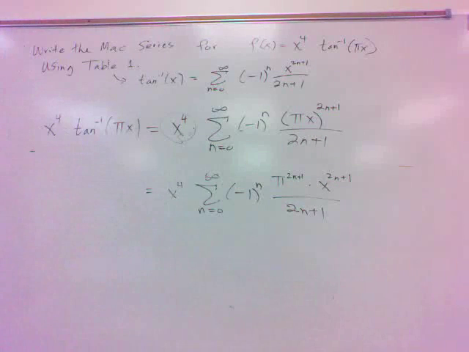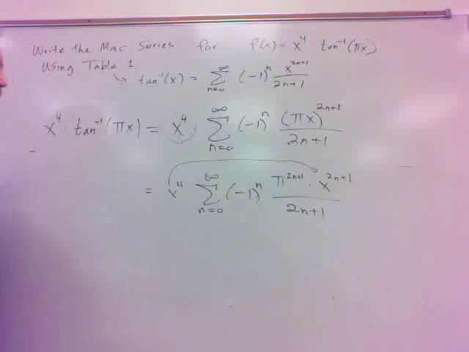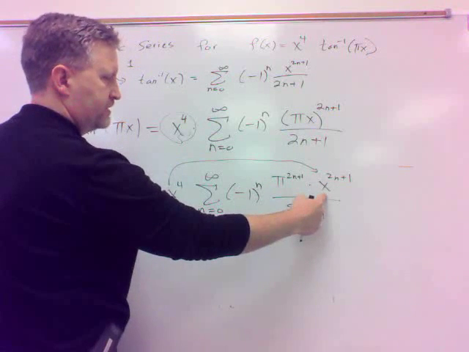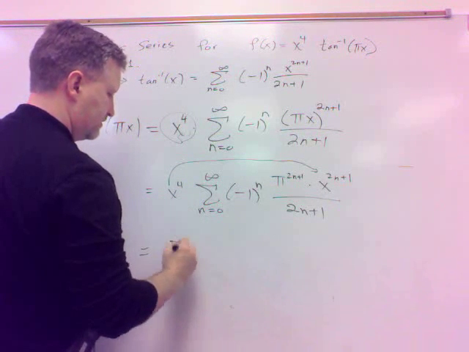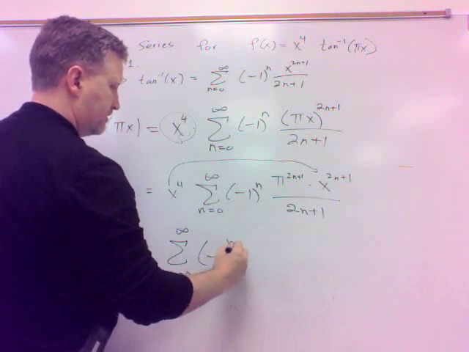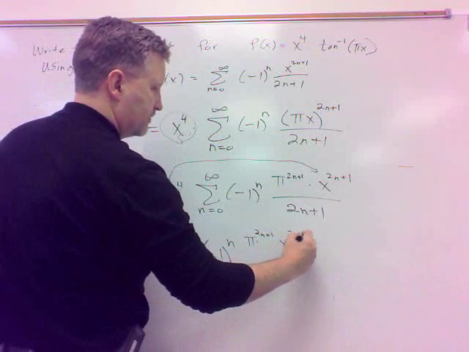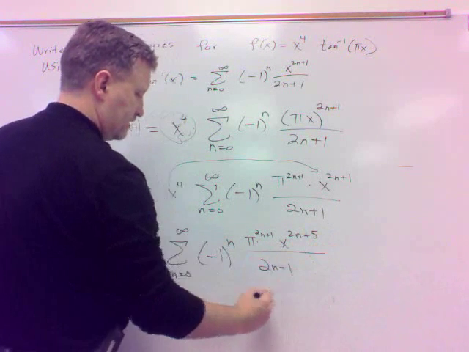Right? Then I can bring this x to the 4th and tack it in with the x to the 2n plus 1, which it would just add on to that, wouldn't it? x to the 4th times x to the 2n plus 1. We just add in there. It'll be 2n plus 5. Does that sound right? Believe that?